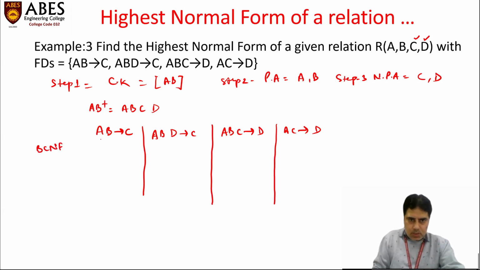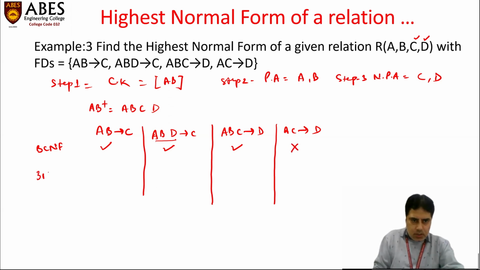Now BCNF says the left-hand side should be the candidate key. Yes, true. This is in BCNF. ABD is a super key, a combination that includes the minimal candidate key AB. All are super keys, so this is also true, in BCNF. Now check ABC, same case. This is also in BCNF. Now AC. Is AC the candidate key? No, false. So this is not in BCNF.